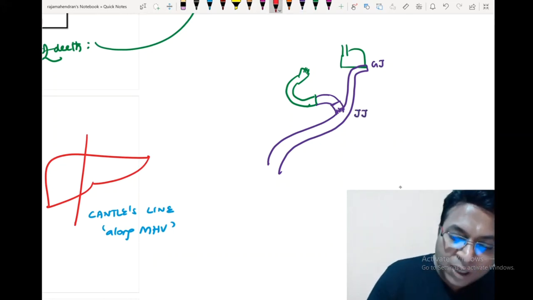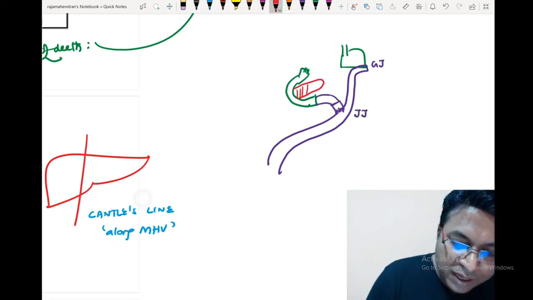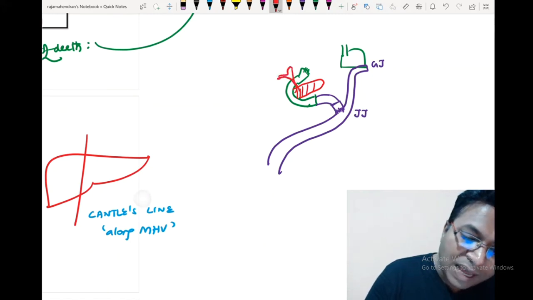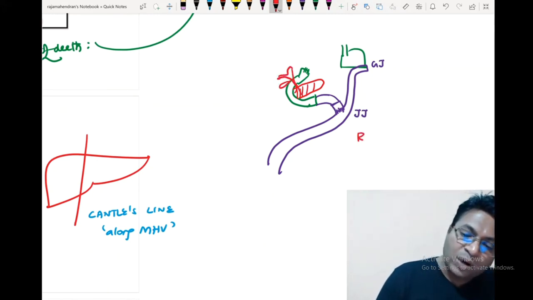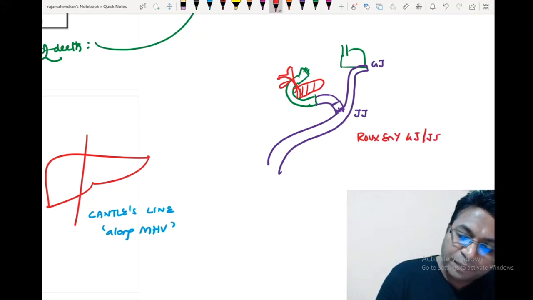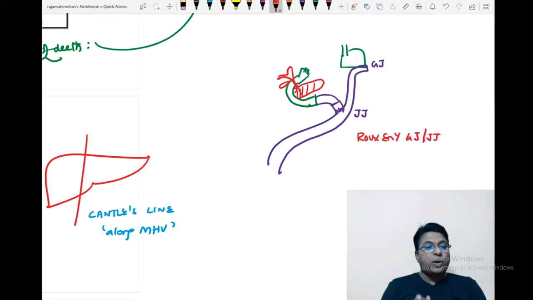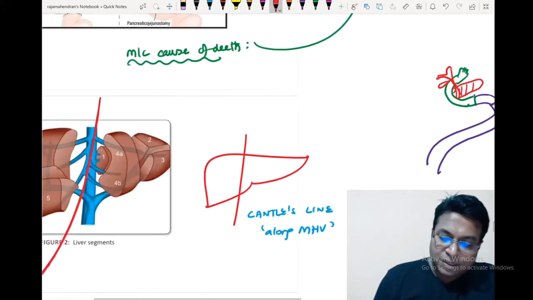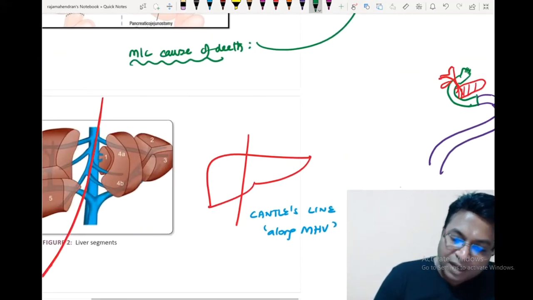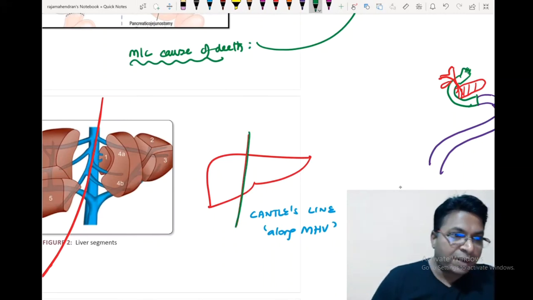We are not doing anything on the pancreas. We are not doing anything on the gallbladder or bile duct. So this is Roux-en-Y, GJ, JJ. Don't get confused between the Roux-en-Y and Whipple's. So this is Cantlie's line, which is running at the middle hepatic vein.